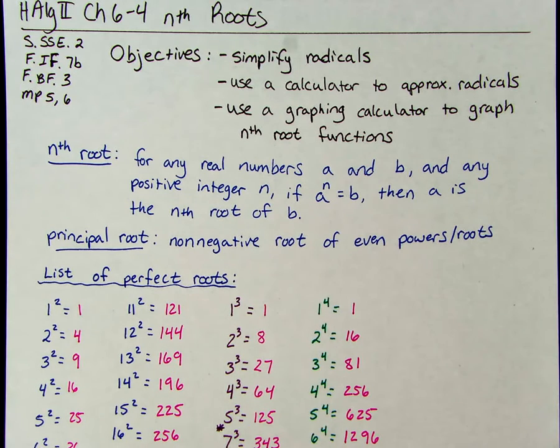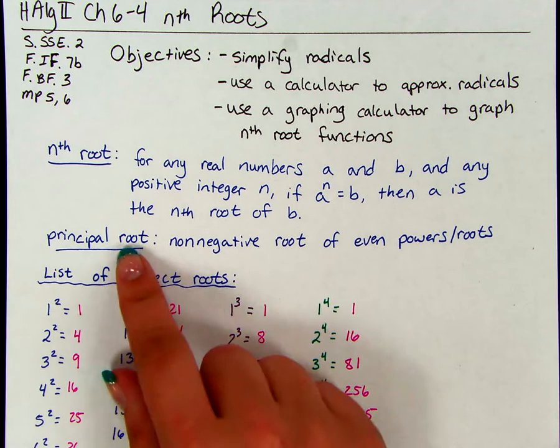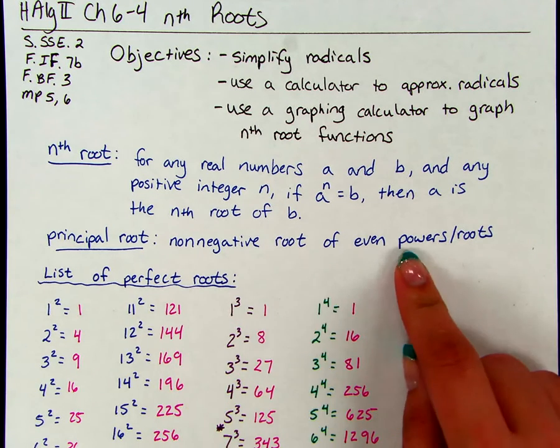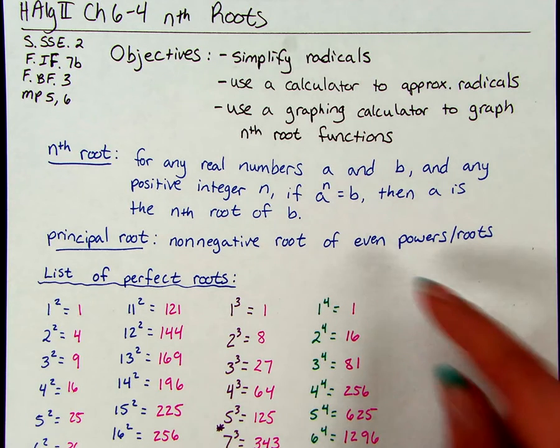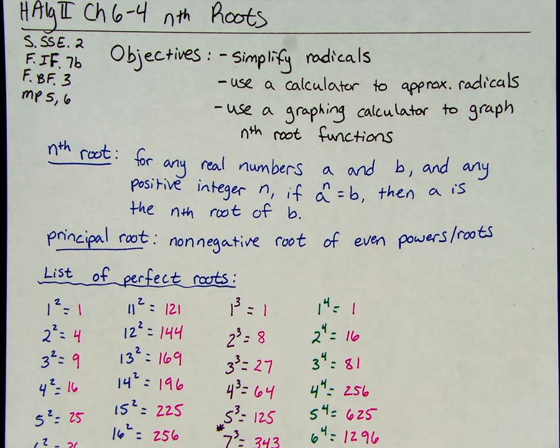And when we're doing even roots, the principal root is referring to the non-negative root of our even powers. So if we take the square root of something when we're simplifying, we don't need to worry about that plus minus for the answer. So we only care about the positive answer when we're simplifying. Now when we go back to solving, then we're going to need to remember that plus minus.